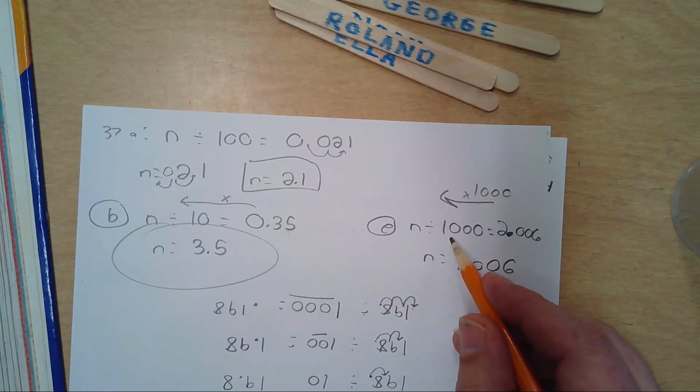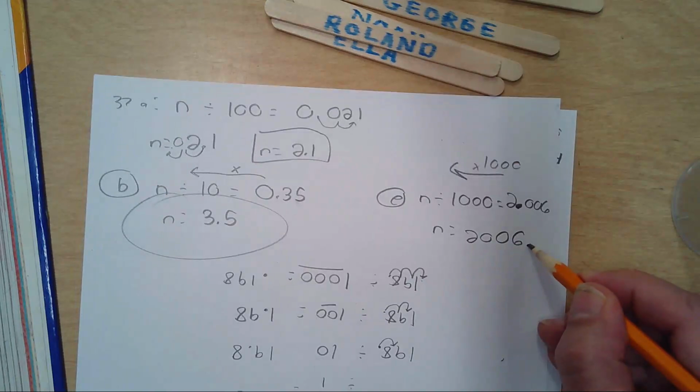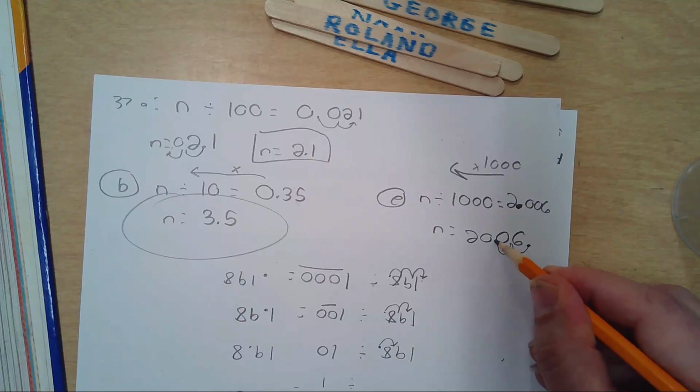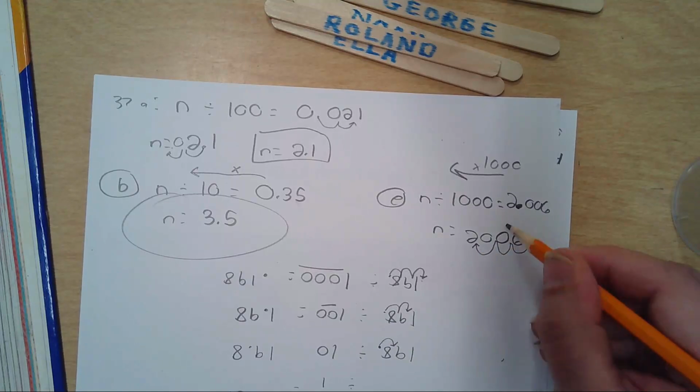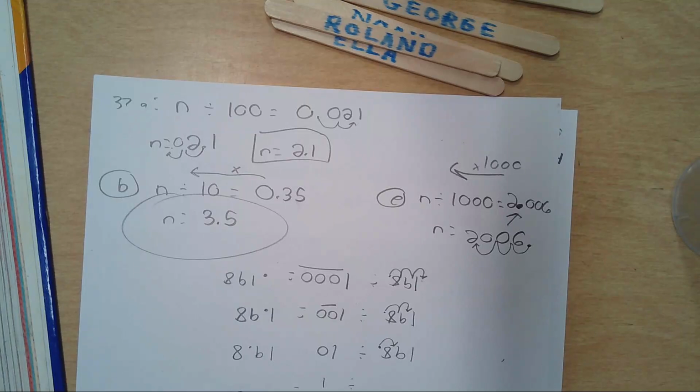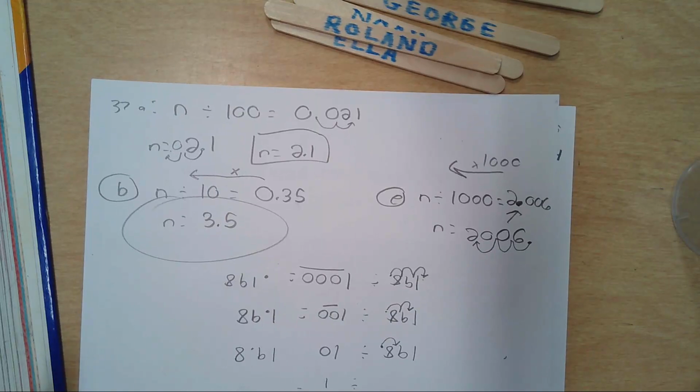If I divide by 1,000, there's my decimal. If I divide by 1,000, it goes 1, 2, and 3. There's where my decimal would be. I moved my decimal 3 spots to the left. So to undo it, I just move my decimal 3 spots to the right. 3 decimal spots. Okay.